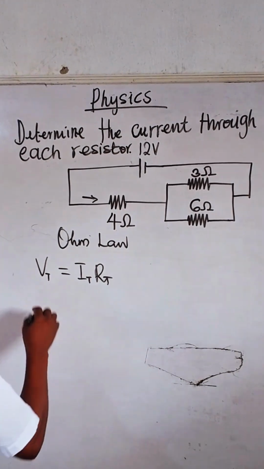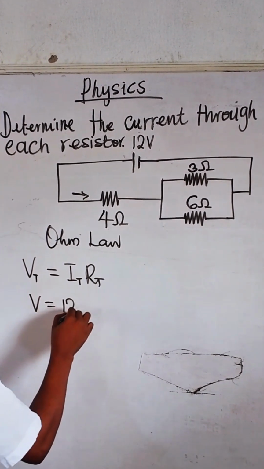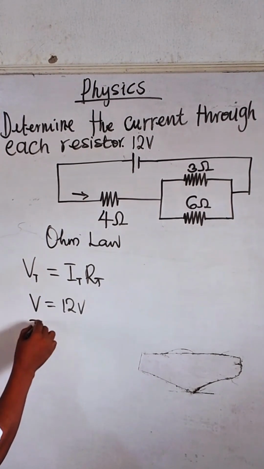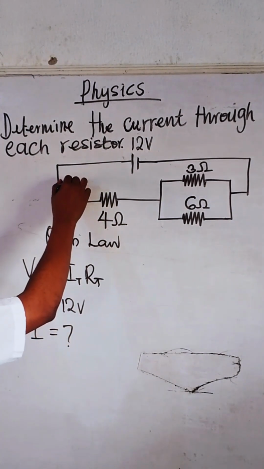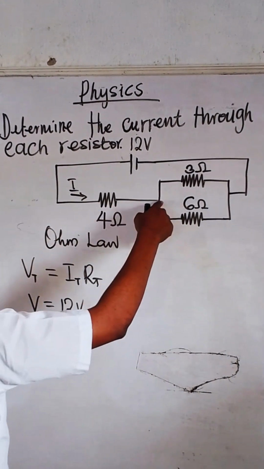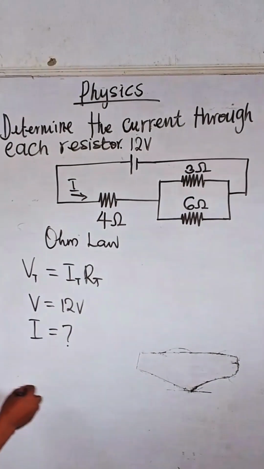Then what is our V? Our V is equal to 12 volts. Our I is unknown, so we don't know the total current, because it is the total current that will enter here and come here and split into two.